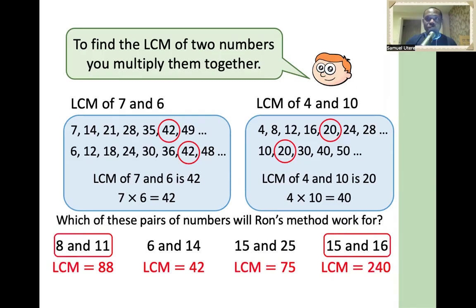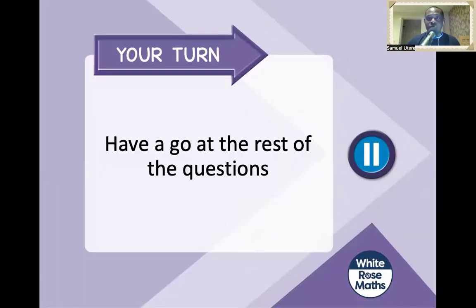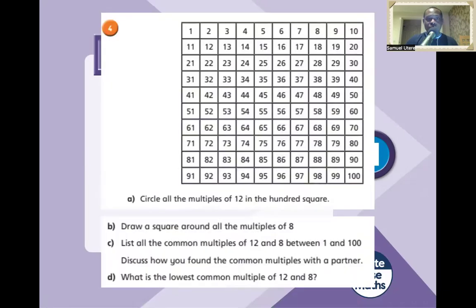So take note, a learning point here is multiplying the two numbers that you're given to find the lowest common multiple of doesn't always work to give us the lowest common multiple. So be careful. It's now time for you to practice these questions in 3 minutes. So pause the video and answer question 4 in 3 minutes.